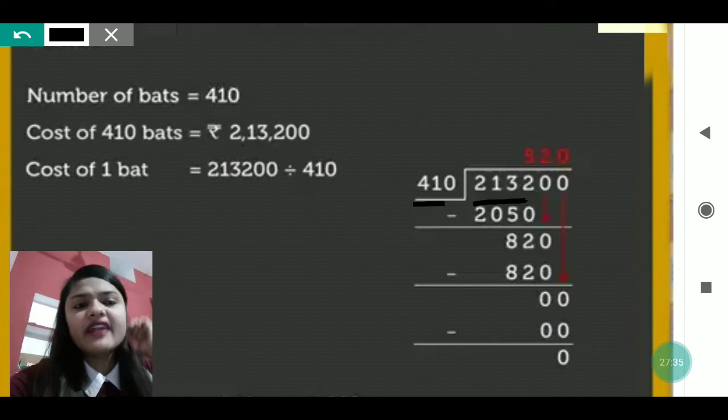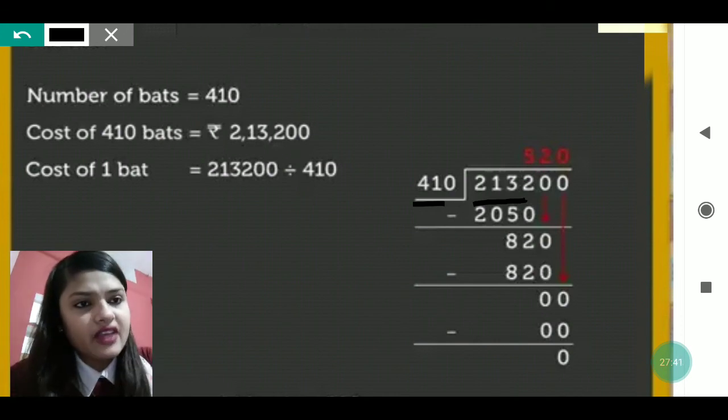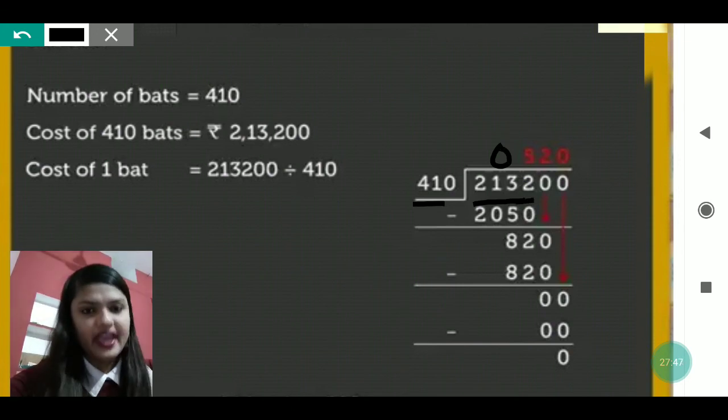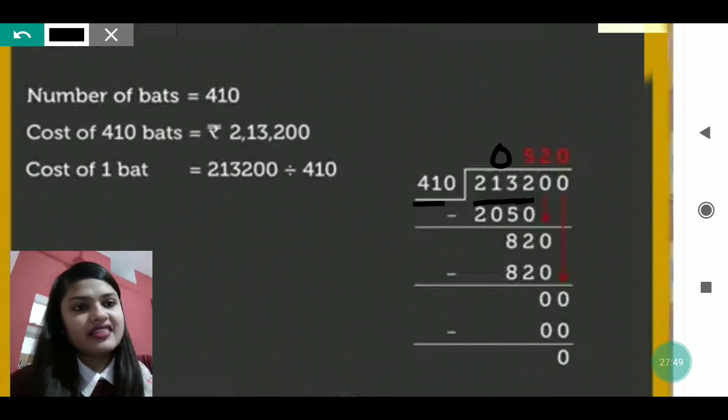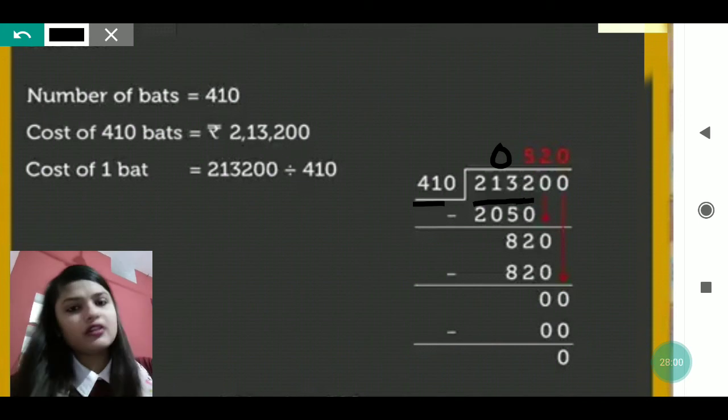Okay, is 213 divisible by 410? No, it is not divisible. Why? Because it is lesser. So in that case, we will put 0 in the quotient column and we will take another number, that is 2, the fourth number also. You can do this by taking the number down also. We discussed one question previously where we were taking the number down. That also you can do, no problem.